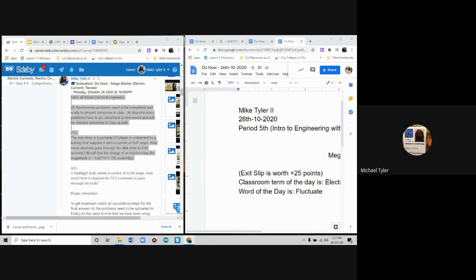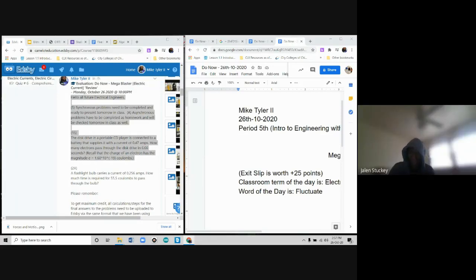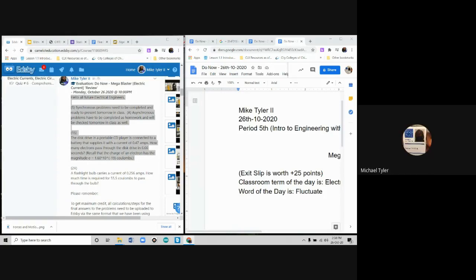Keep going. The disk drive, a purpose CD player, is connected to a battery that supplies a current of 0.47 amps. How many electrons pass through the disk drive in 6.66 seconds? We call the charge of an electron, which has a magnitude equal to 1.60 times 10 to the negative 19th power coulomb. Okay, coulombs. Very good.